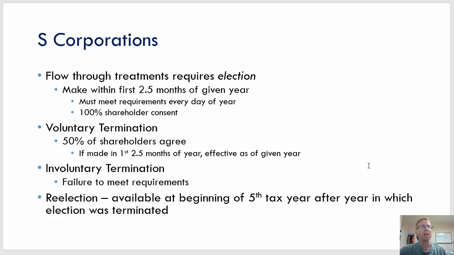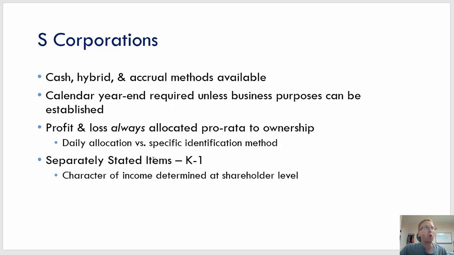Although here's the thing: at any given time, you can have an involuntary termination, which is simply said somebody can just say, you know what, I'm sick of this S corp. I'm going to take one of my shares and transfer it to a partnership. They're done. Everybody loses their S election, and it goes back to being a C corp. If that happens, if you involuntarily or voluntarily terminate, you have to wait 5 years before you can reelect. Quite a long time.